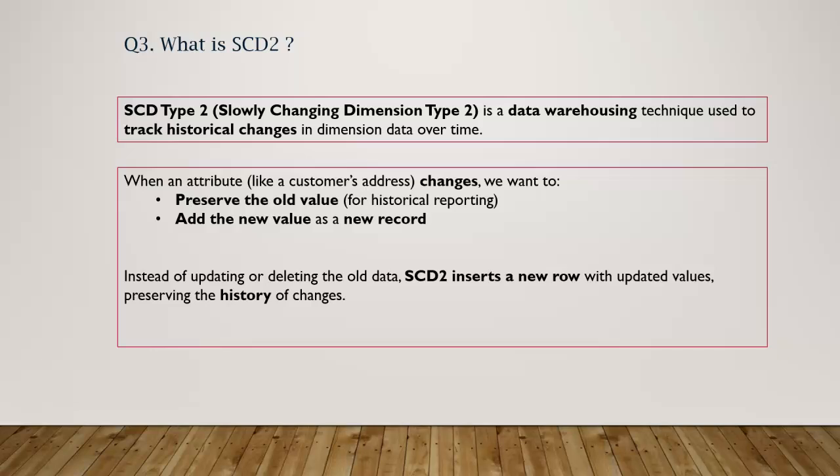So this customer now has this new address. Instead of updating or deleting, what SCD2 does is we are not updating the same row, we are creating a new row for that particular customer that will store the new address. So instead of updating or deleting the old data, SCD2 inserts a new row with updated values, preserving the history of the changes. That will be based on either a time span or a date, and that's how you flag it.